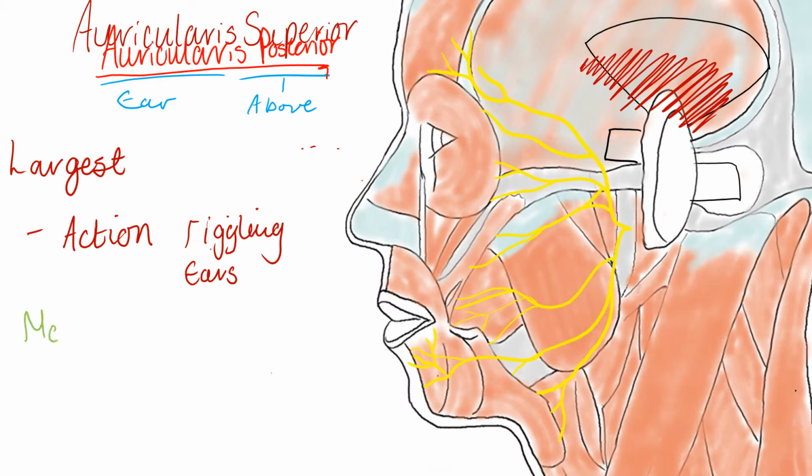It does get its motor supply from the temporal branch of the cranial nerve number 7, the facial nerve, CNVII, like all the other muscles of facial expression, apart from the next one we're going to talk about, and I'm only mentioning it in this video as it is the third part of the 3 auricular muscles. So let's move on to that last one, and the posterior auricular muscle.